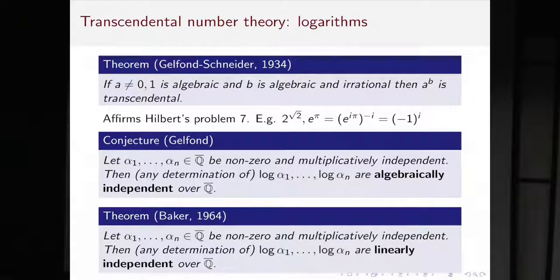And Gelfand at least made the conjecture, the kind of dual conjecture to the Lindemann theorem, that if you have algebraic numbers which are not 0 and they're multiplicatively independent, then their logarithms should not only be transcendental, but should be algebraically independent. So that's still open. It's actually not known that any two logarithms are algebraically independent, although they're all transcendental. And the best result that's known is Baker's theorem, that under these conditions, the logarithms are linearly independent over algebraic numbers.